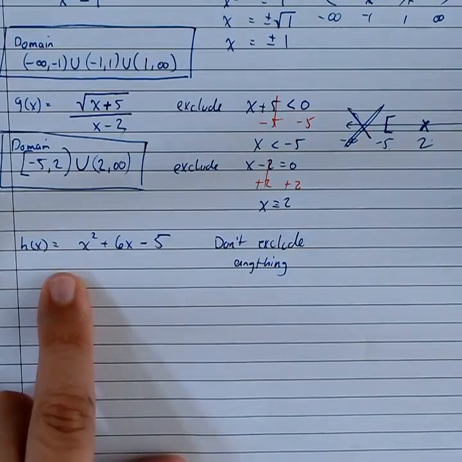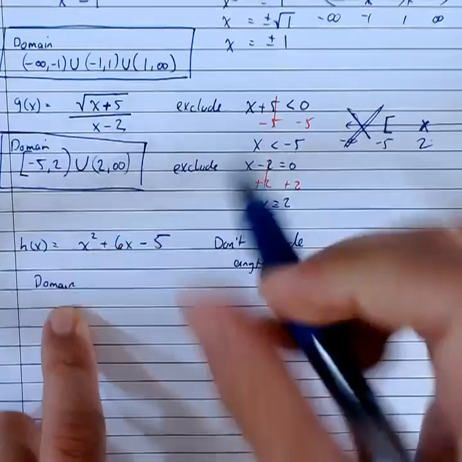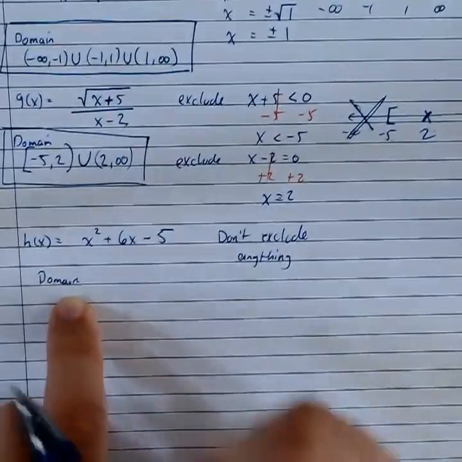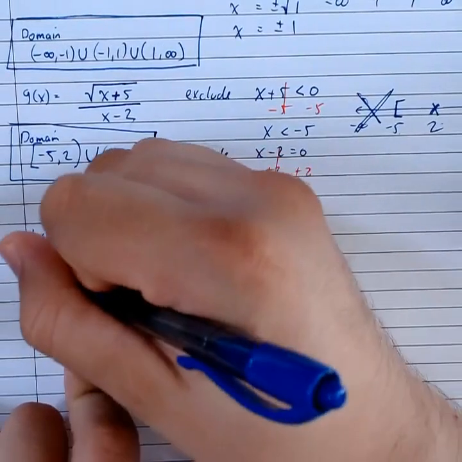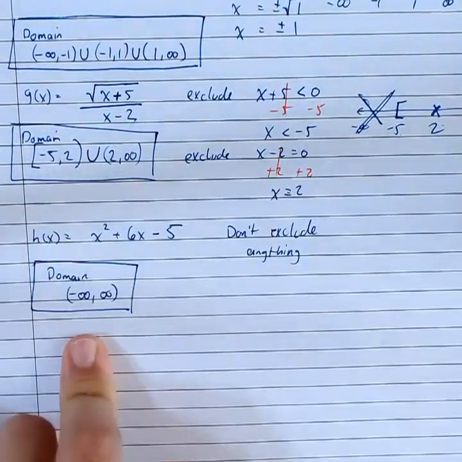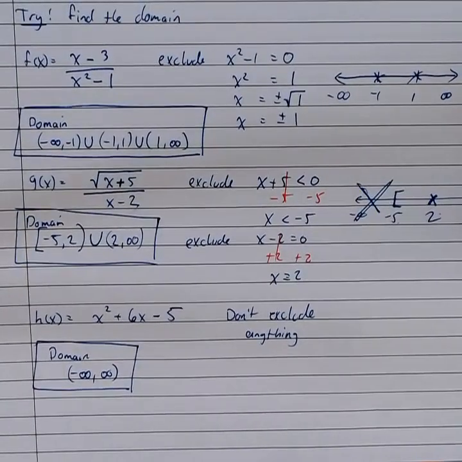If you're not excluding anything, that means your domain is the entire number line. Remember to write the entire number line: everything from -infinity to infinity, so you just write that. There are going to be some functions where the domain is every number, with no exceptions. And that's it. That's the end of our section.